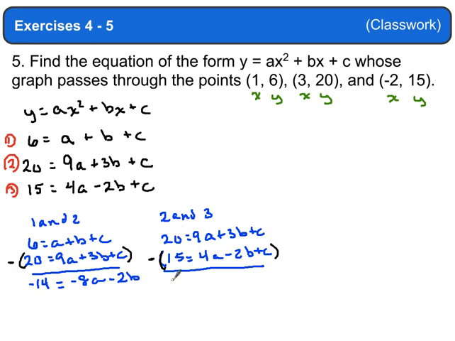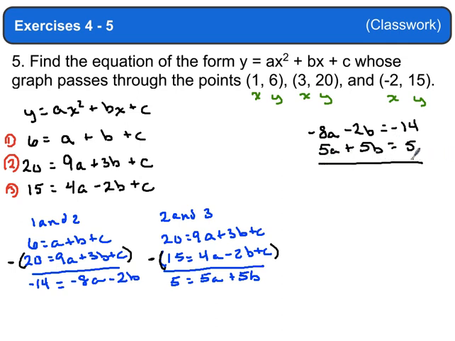So 20 minus 15 is 5. 9a minus 4a is 5a. 3b minus negative 2b is 5b. And then you got c minus c, and that cancels out. This is going to create our 2 other systems that we're going to solve. So now when we write those, that means we now have negative 8a minus 2b equals negative 14. And then you've got 5a plus 5b equals 5.